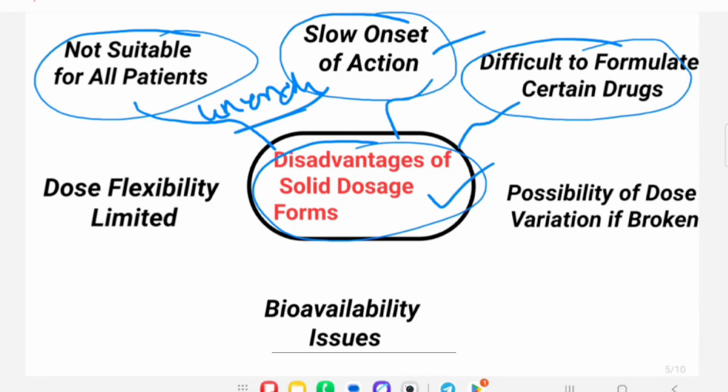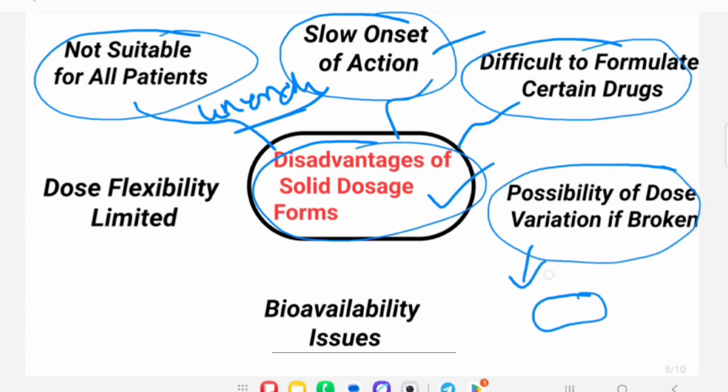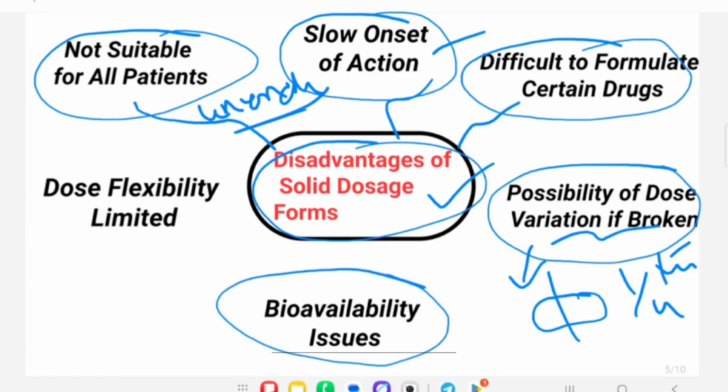Then there is a possibility of dosage variation if it is broken. For example, when we take half a tablet, or one fourth of the tablet portion, there is variation in the accuracy of the dosage. That is the problem. Then there is an issue in bioavailability, because the tablets are given through the oral route, they have to pass through the GIT, that is the gastrointestinal tract.